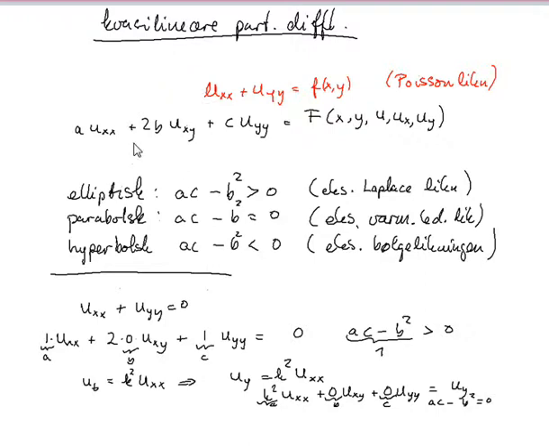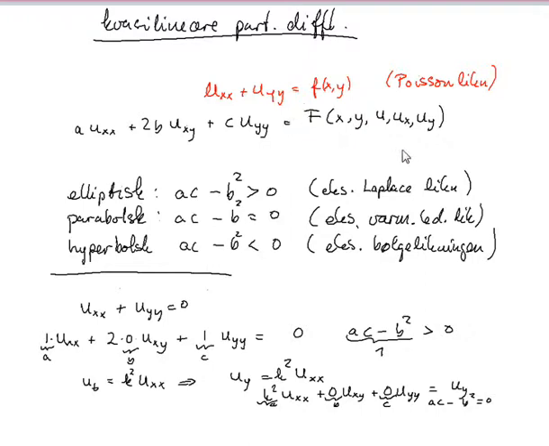For second order partial differential equations which are quasi-linear, they are of this form. So we have some constant a multiplied with the second derivative of the unknown variable u with respect to x, plus we have some constant here, 2b, multiplied with the derivative of u with respect to x and with respect to y, plus a constant c multiplied with the second derivative of u with respect to y.